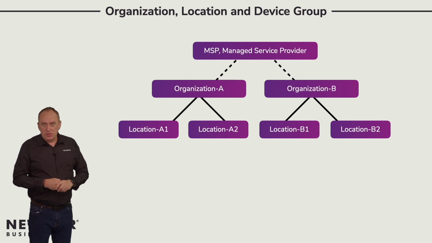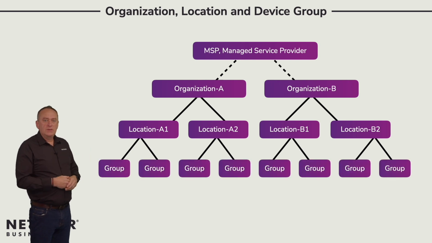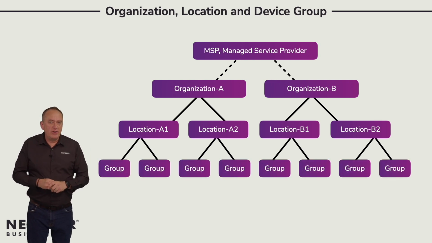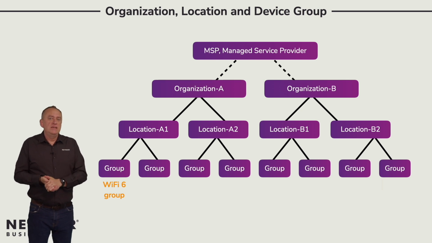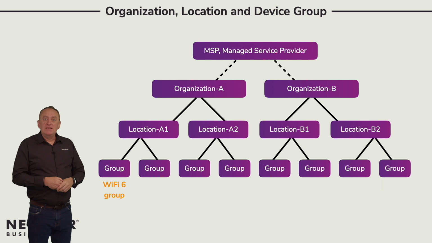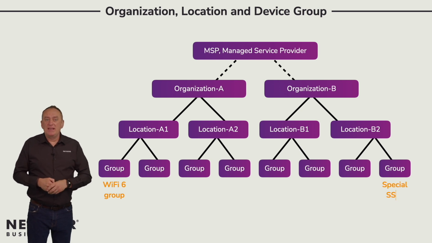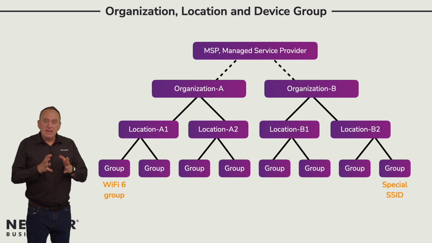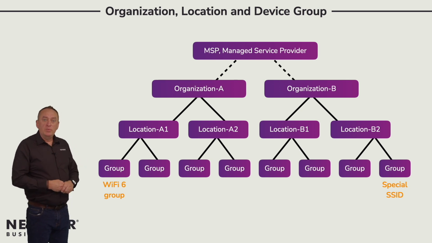Third on the hierarchy structure is the group. At any location, there may be certain devices sharing common characteristics which best belong in a group. For example, a group of Wi-Fi 6 access points which need managing differently to the other APs in the building. You might decide to give a group of access points a special SSID with its own specific parameters. And this is where the group hierarchy level would be utilized.